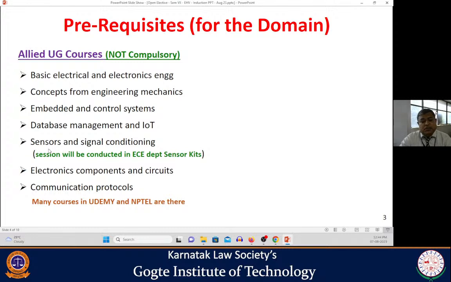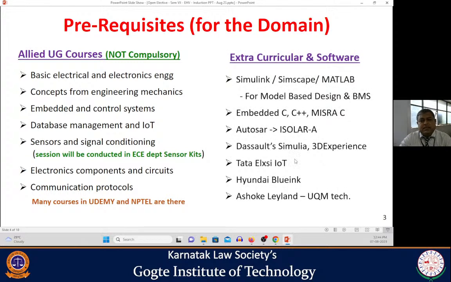For core electronics, core EC or electrical students, sensors and signal conditioning is another very interesting thing, because there are many sensors, hundreds of sensors. There is an ECU, an electronic control unit in the vehicle, and together they do the housekeeping or station keeping of the vehicle. Then electronic components and circuits, communication protocols and all. So these are all courses from different branches which touch this field.